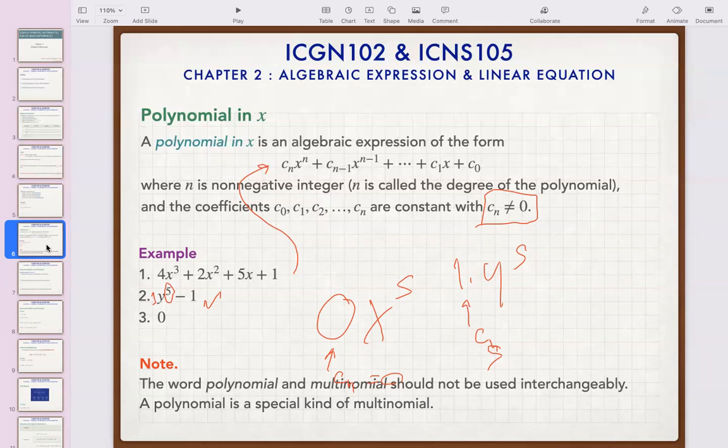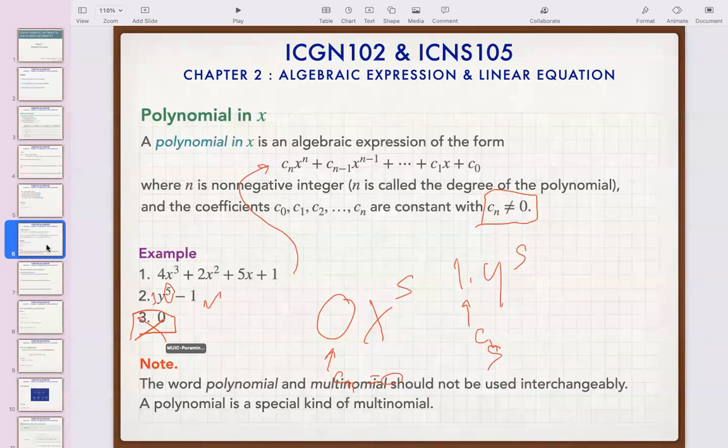So 0 itself is not a polynomial in x, because if we say that 0 is a polynomial, it will cause a problem in that we cannot find the degree of the polynomial, because you don't know what 0 is multiplied by. Is it multiplied by x or x squared or x cubed? So you cannot identify the degree of the polynomial. That's why 0 is not a polynomial in this one.